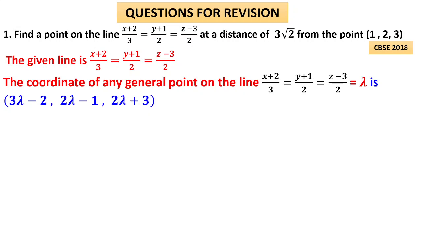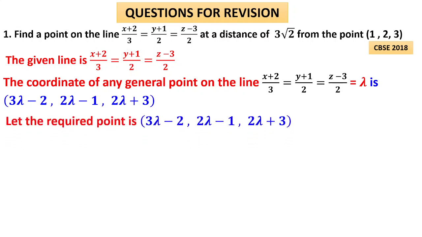Well, it is equated to lambda. (x plus 2)/3 is equal to lambda implies x is equal to 3 lambda minus 2. Similarly, (y plus 1)/2 is equal to lambda implies y is equal to 2 lambda minus 1. Similarly, z is equal to 2 lambda plus 3. Now, in most 3-dimensional problems, whenever we take the coordinates of any general point, we will call it the point which we require. Therefore, let the required point be (3 lambda minus 2, 2 lambda minus 1, 2 lambda plus 3).